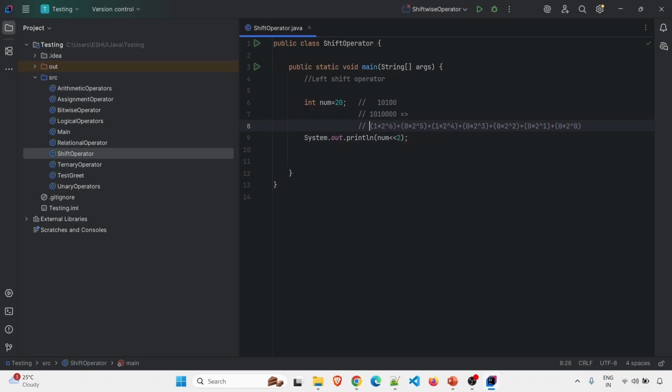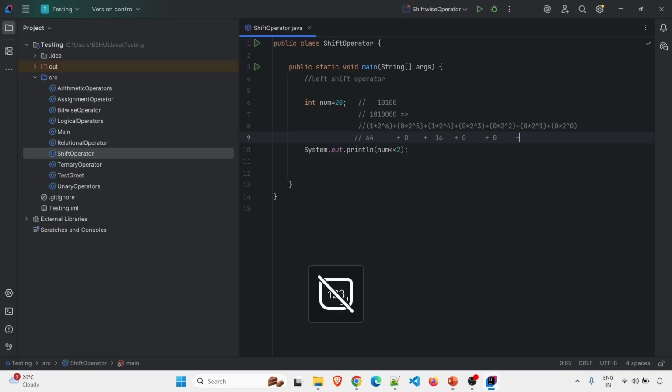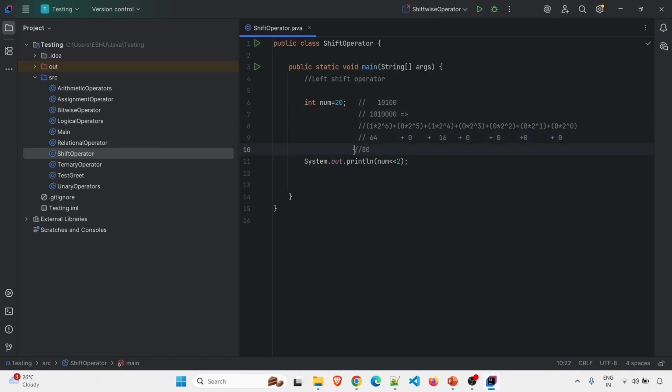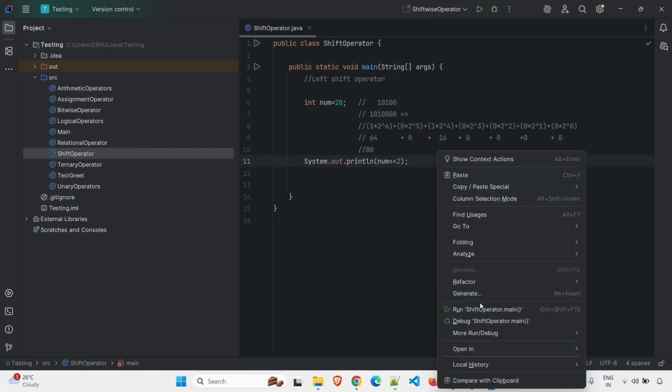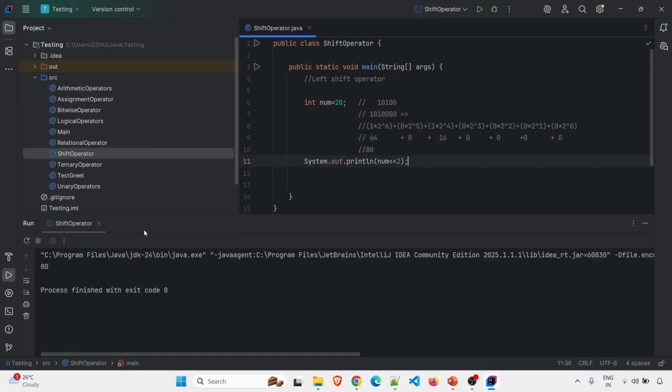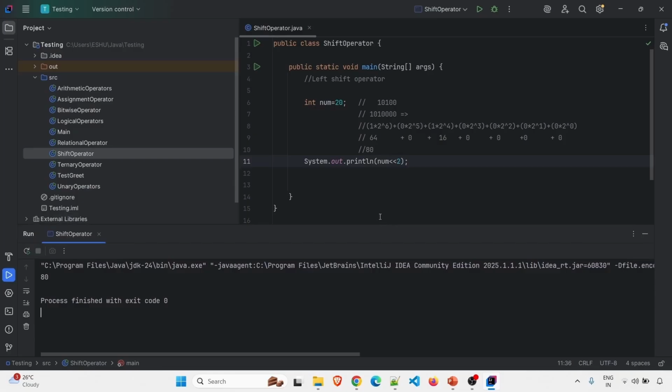Now if we add these numbers, we will get 64 plus 0 plus 16 plus 0 plus 0 plus 0 and plus 0. So we should get output as 80. We have seen this happening in our last video as well. Now if I run this code, I should get output as 80. Yeah. So this is how the left shift operator works.